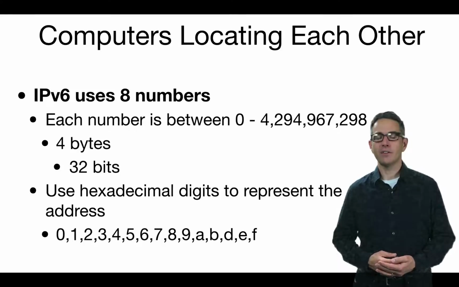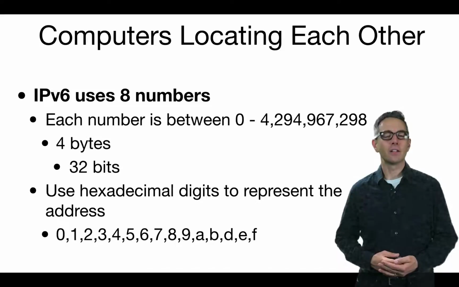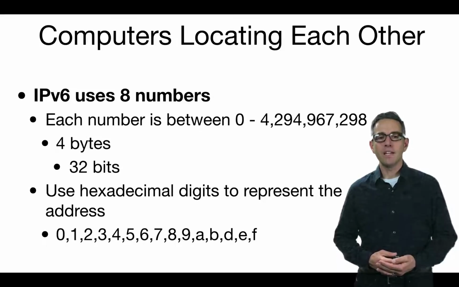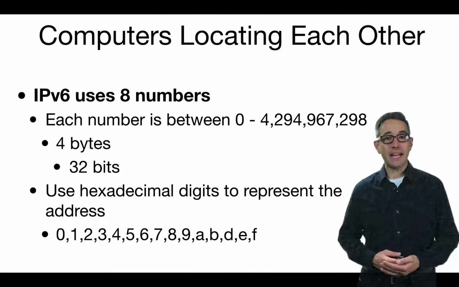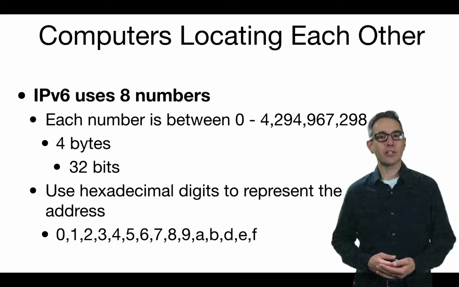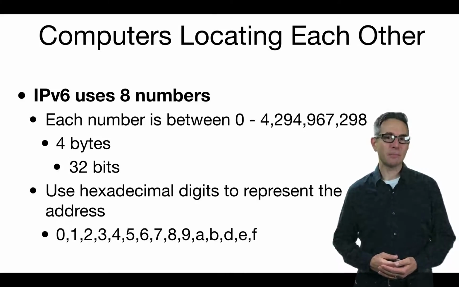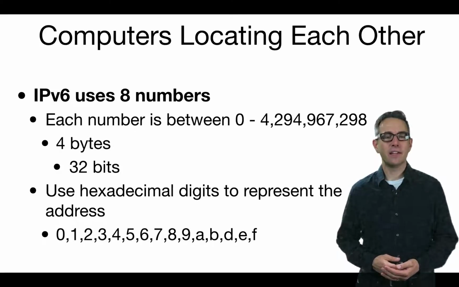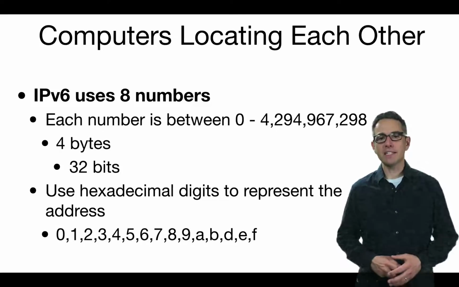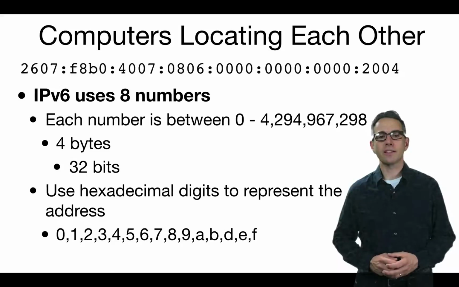4,294,967,297, actually. 298 is how many numbers there are, but it only goes up to 297. Little error on that. Each one of these 8 numbers is 8 bytes. Each one of these 8 numbers is 32 bits. And because they're so long, we often use hexadecimal digits to represent the address. So when you look at an IPv6 address, you'll see something like this one listed above.